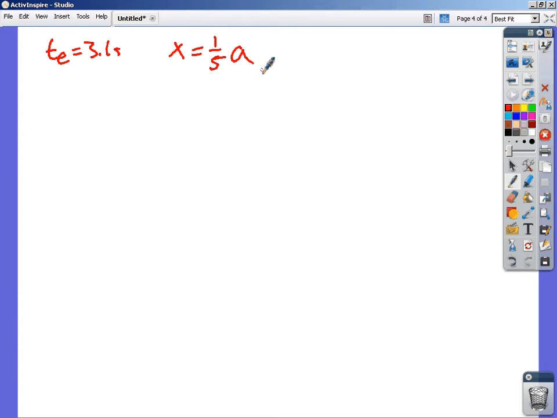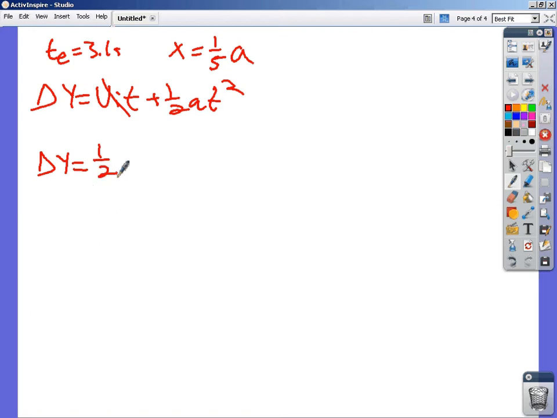So you can simplify the change in y equation since there's no vi. We're assuming that it's falling from rest. So this becomes this: delta y is equal to 1/2 a t squared. I feel like we always use this equation. It's a very common one because this is the equation for the parabola, right?